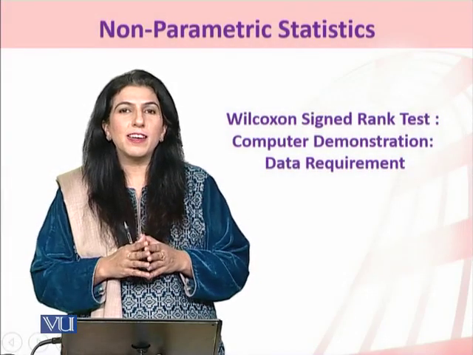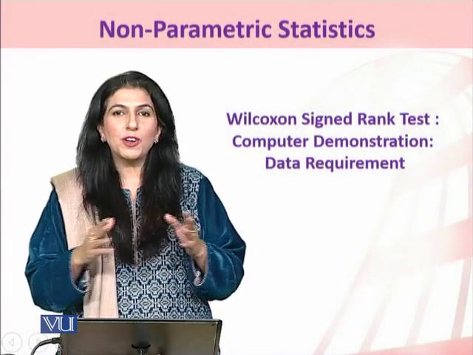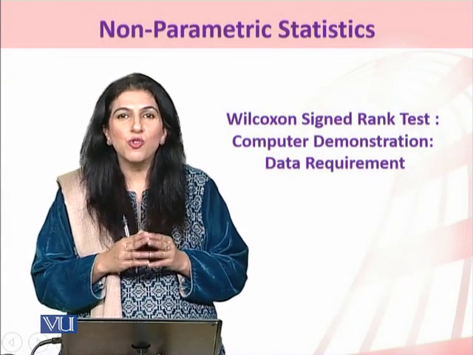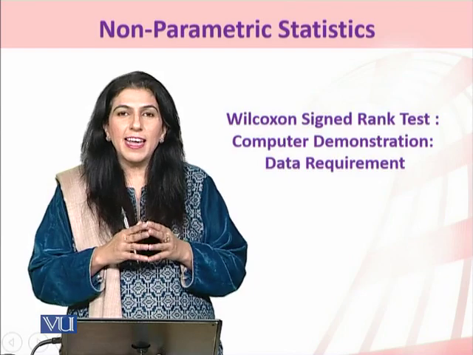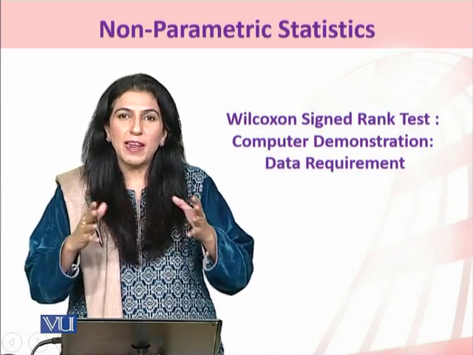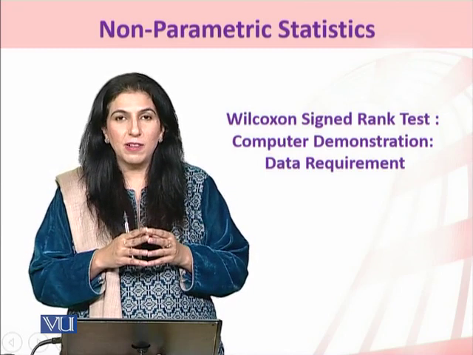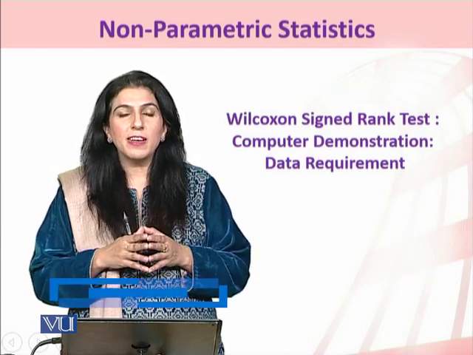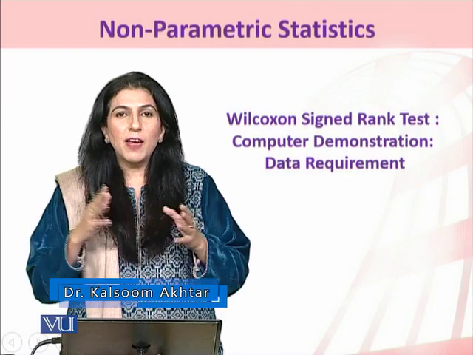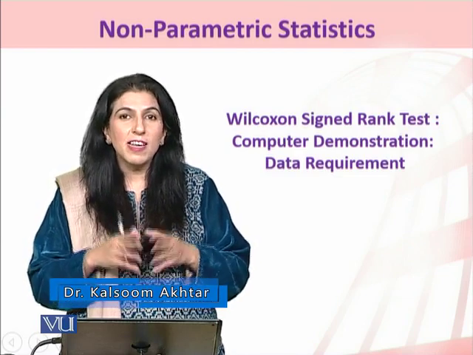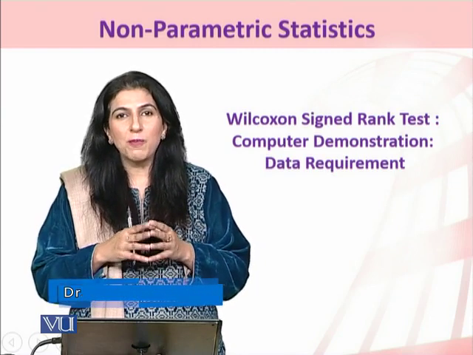If we have two related samples and we want to make a comparison between the location parameters of the two related samples, then usually we make use of the parametric test, that is the t-test for paired samples. But under the t-test for paired samples, we have to follow certain assumptions that are the prerequisite to apply the t-test for paired samples.